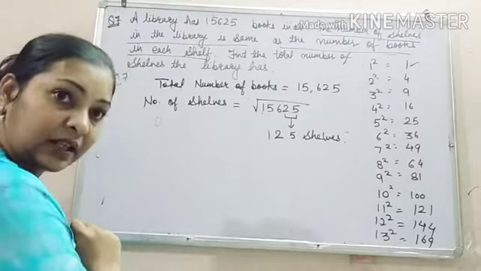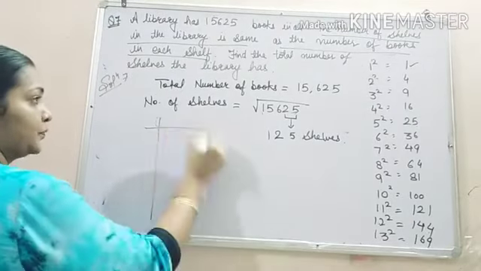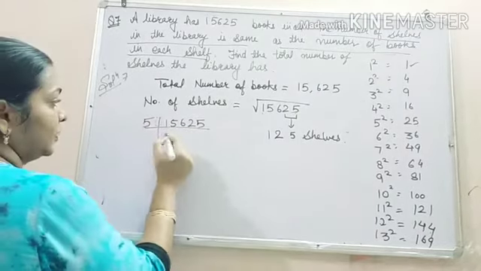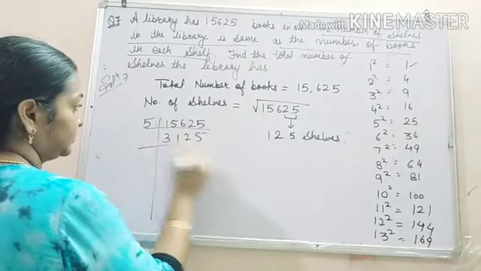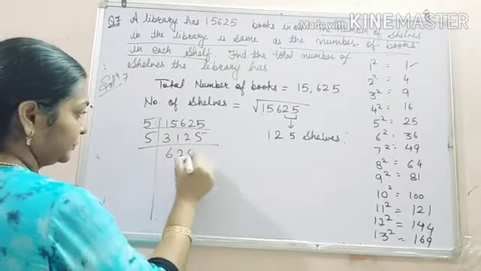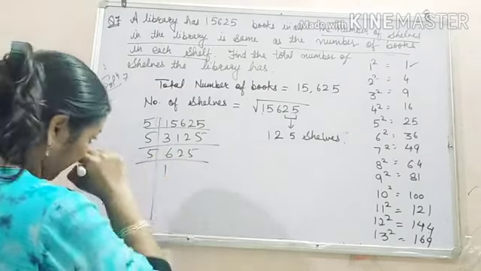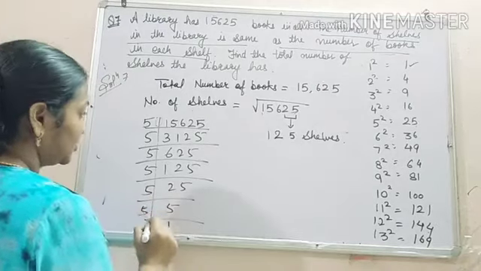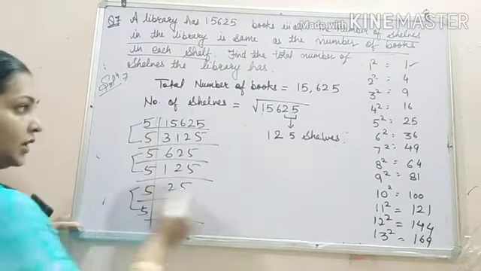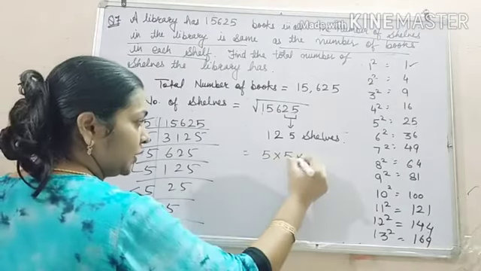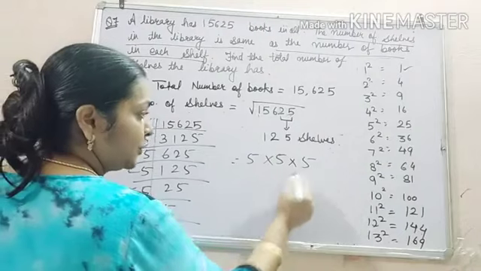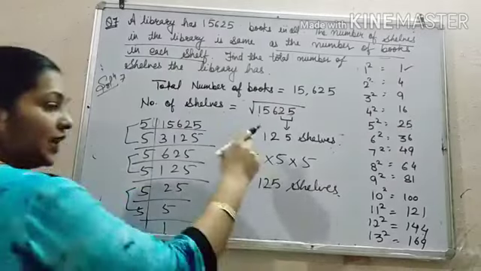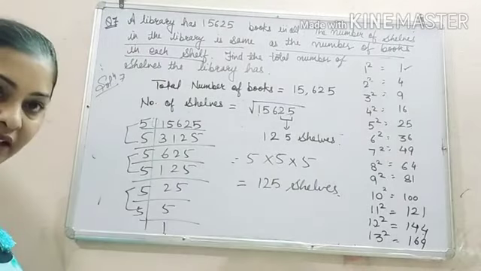One method is this. Another method is prime factorization. Do prime factorization of 15625. Do it. Again divided by 5, again by 5. So how many pair we get? 1, 2, 3. So it will be 5 into 5 into 5. That means 5 5s are 25, 25 5s are 125 cells. So from both the methods we get the same answer. Is it clear to you?